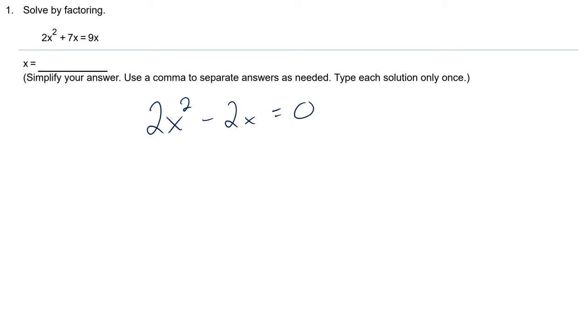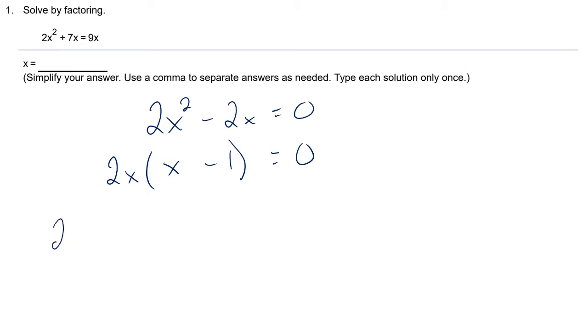Now, this is not a trinomial, it's a binomial. There's only 2 terms, so I'm going to take anything I can take out of both of them, a greatest common factor. And it looks like I can take 2x, and that would leave me with x minus 1, and that equals 0.